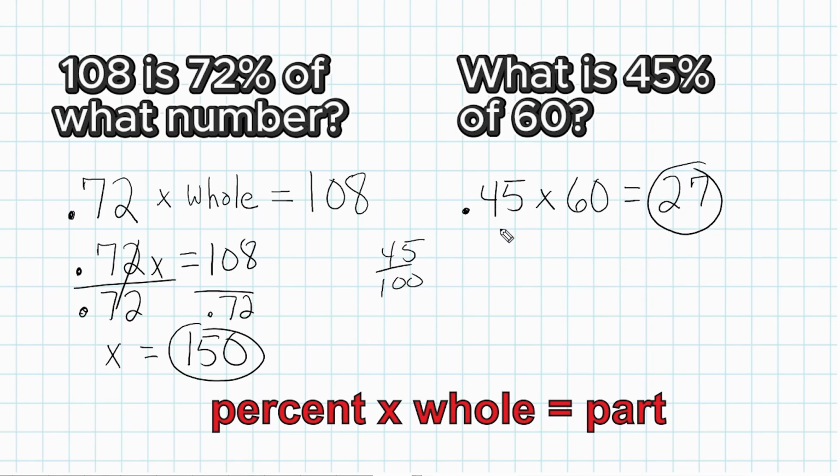Now, in the future, if you just recognize that they give you the part and you're looking for the whole, what you can do straight away is just take that part and divide it by the percentage written as a decimal. So you can just do 108 divided by 0.72. So when they give you the part, it is going to be a division problem. And whenever they give you the whole and you have to figure out what the part is, you just multiply that number by the given percentage as a decimal.